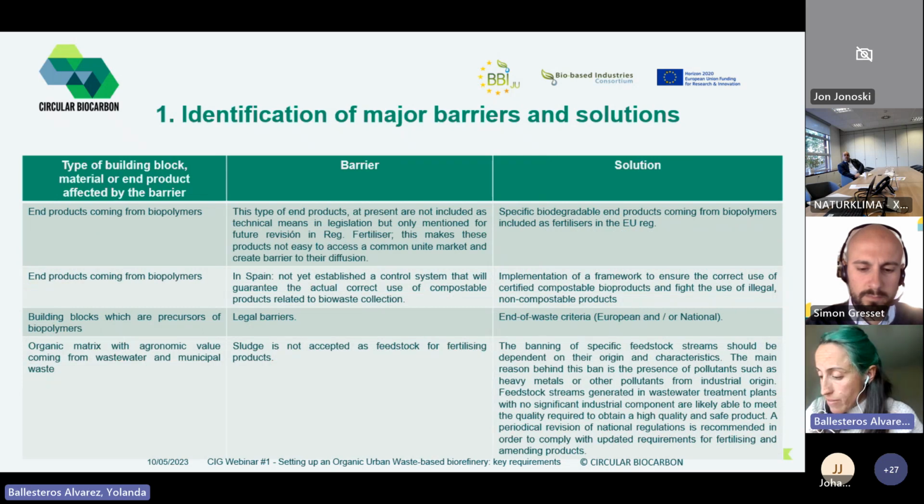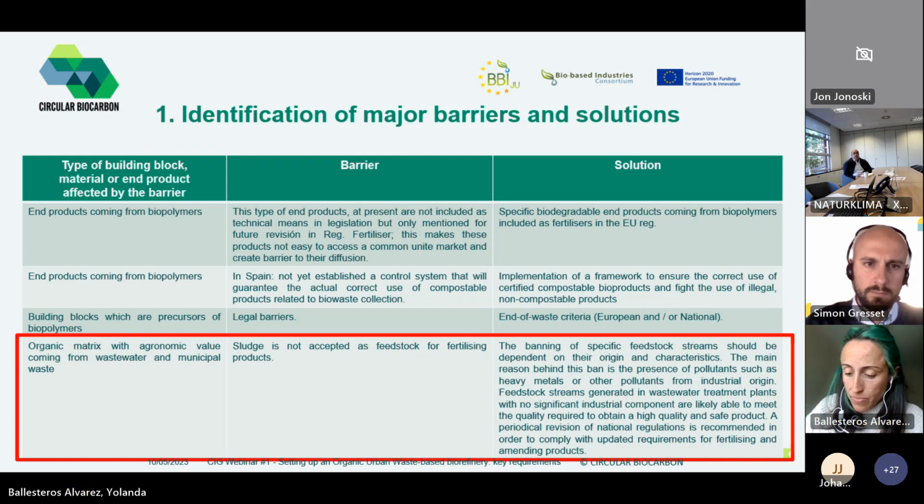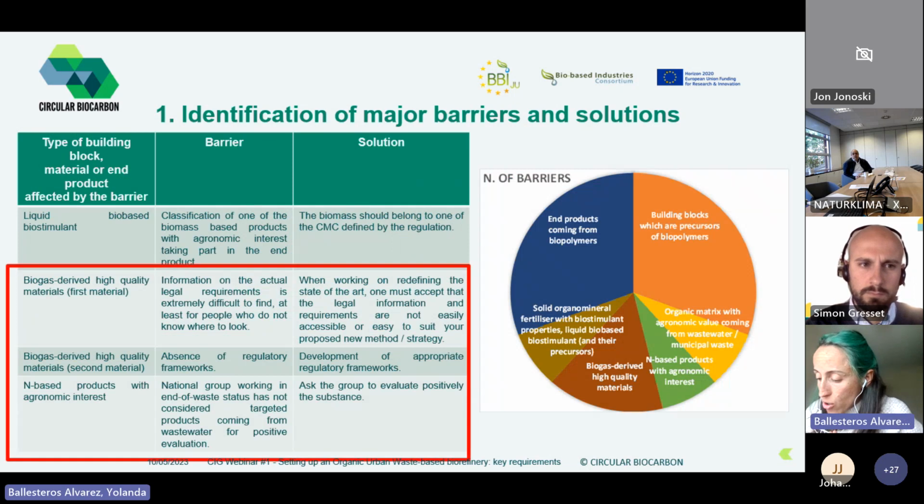Other barriers identify the banning of certain feedstocks as inputs for the biorefinery, providing a reasonable solution based on the evaluation of a real danger for consumers as a way to decide whether or not to forbid them. And lack of a clear legislative framework or non-awareness of the legislative framework have been identified also for materials derived from biogas and for the nitrogen-based products with agronomic interest, and hence the proposed solution has to do with the definition and provision of clear regulatory frameworks.